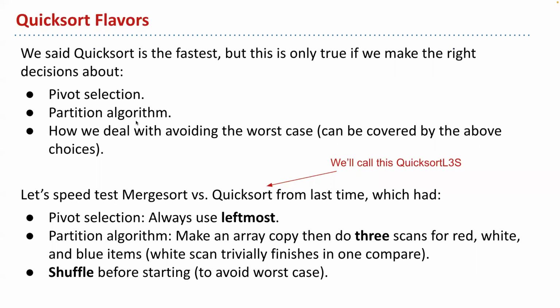The partitioning algorithm. How do we do partitioning? It was the algorithm you guys came up with, where we fill in all the red items, then the white items, then the blue items. And then how do we deal with avoiding this worst case? And it's possible that your 2 choices above here make it so that the worst case never happens.